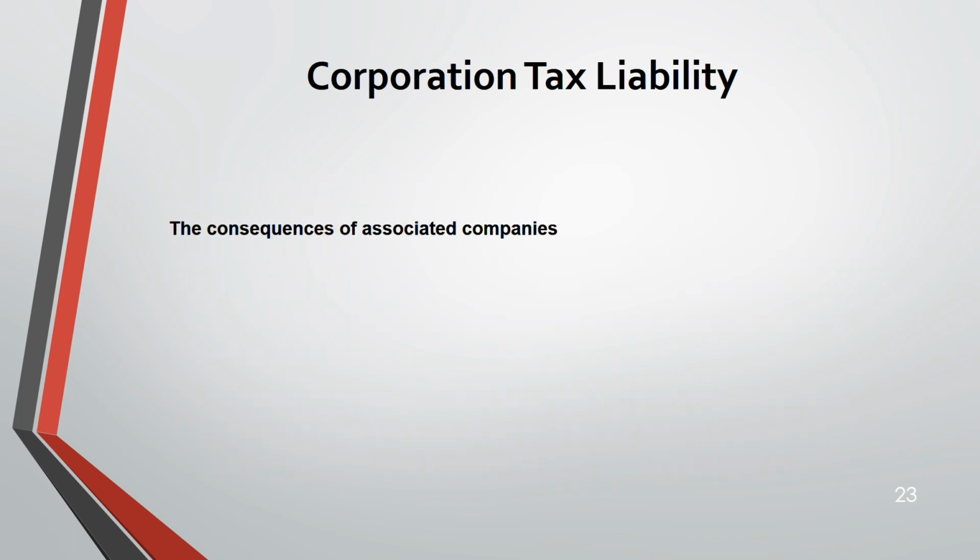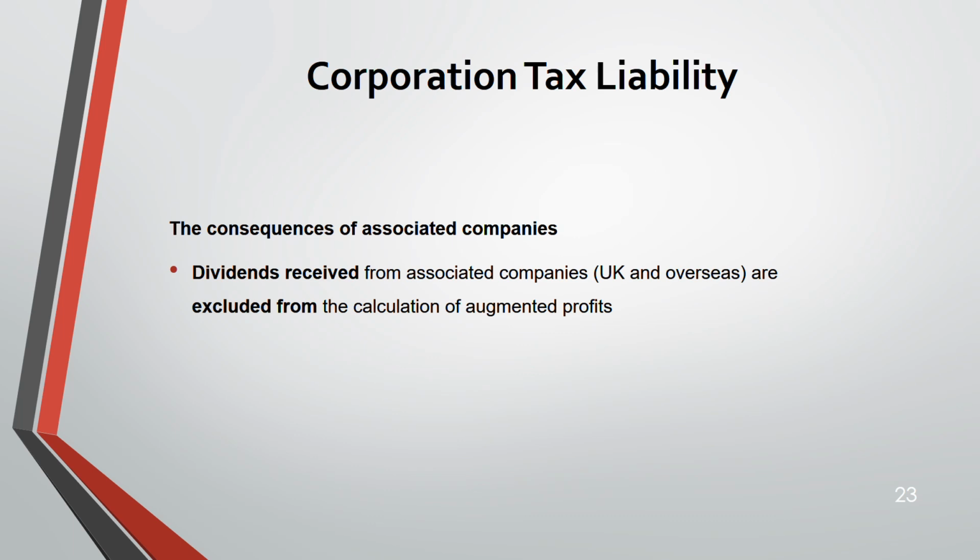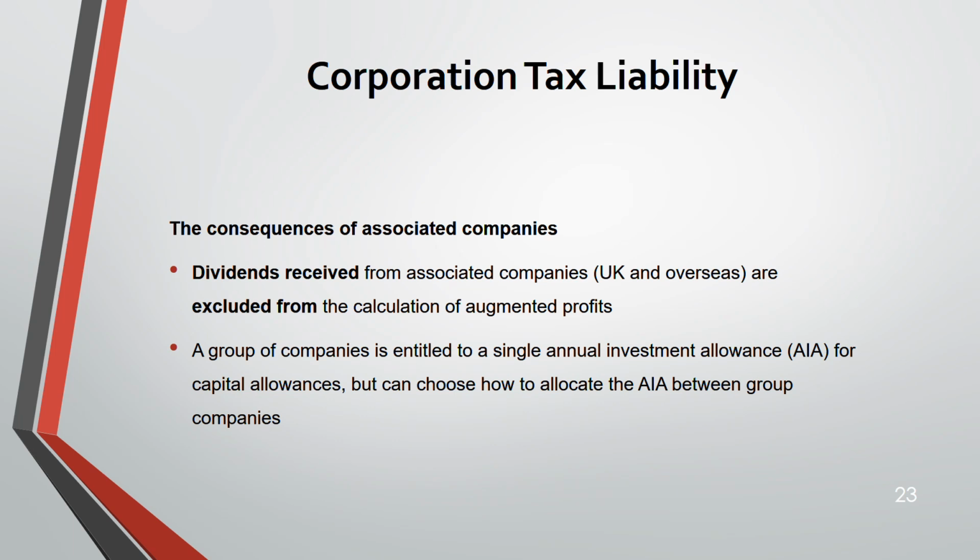Now, the third consequence is dividend received. Any dividend received from associated companies is excluded in the calculation of augmented profit. Associated companies could be from UK or overseas. And a group of companies are entitled to only a single annual investment allowance for capital allowance. But the group can choose how they want to allocate the single AIA among them.